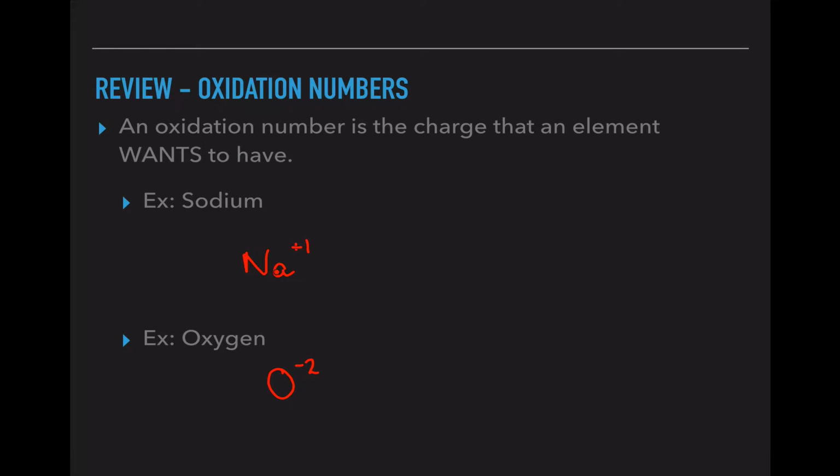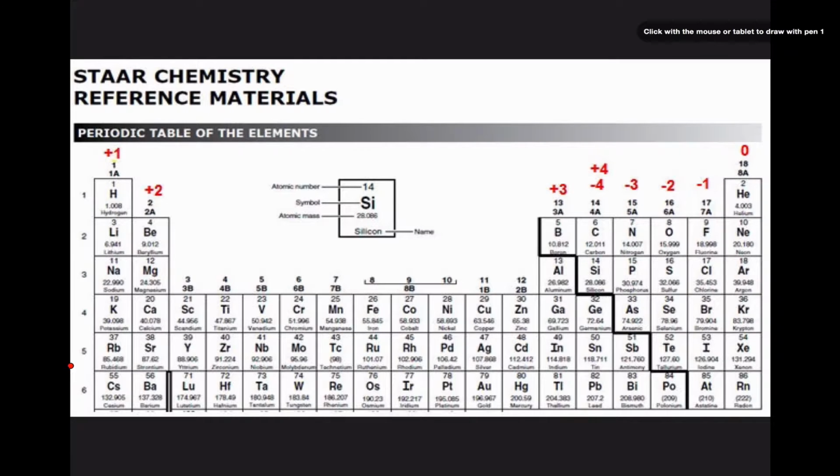So sodium kicks 1 electron out, which means he has more protons than electrons, +1 charge. Oxygen gains 2 extra electrons, so he has a -2 charge. So here's a periodic table to help us see that. The first column, 1 valence electron, they will have a +1 charge. The second column, 2 valence electrons, they will have a +2 charge.